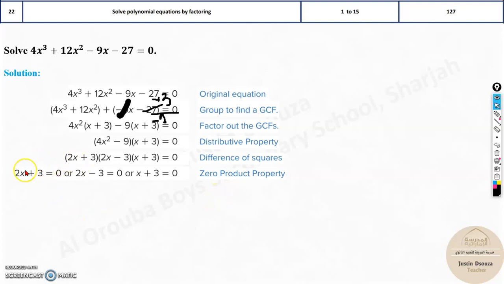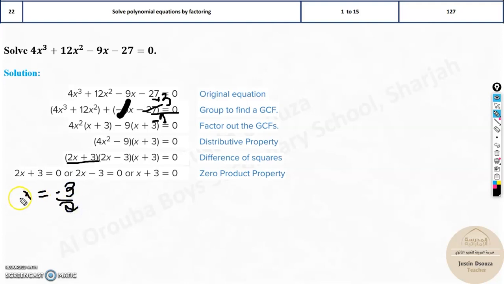Here you need to split each term and equate it to 0. Split in the sense, write this term separately, make it equal to 0. The next term equal to 0 and this term. And then all you need to do is equate. See, all these are equated. Find x. Take this to the other side. It's going to be x equals minus 3 by 2.